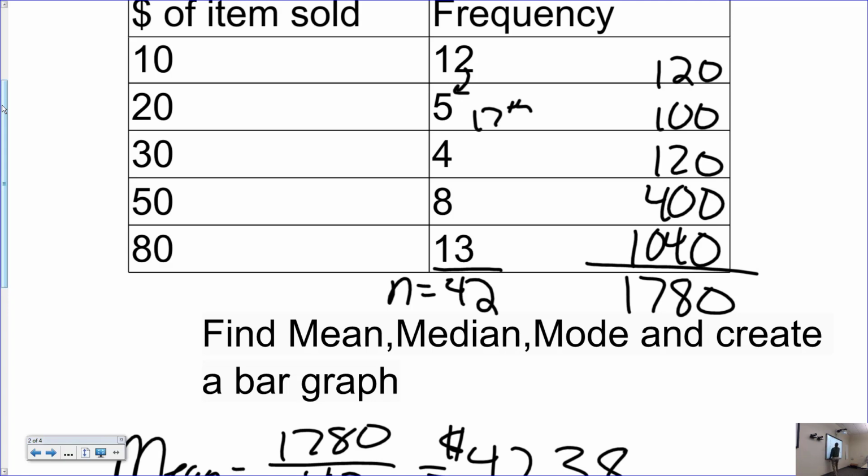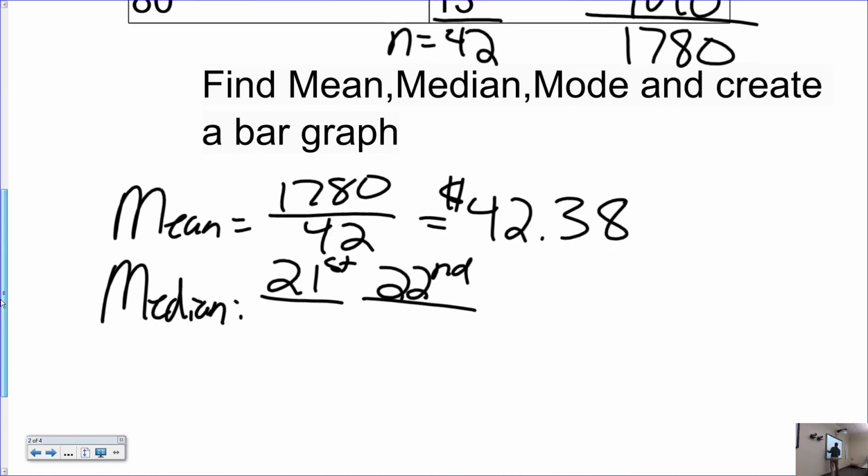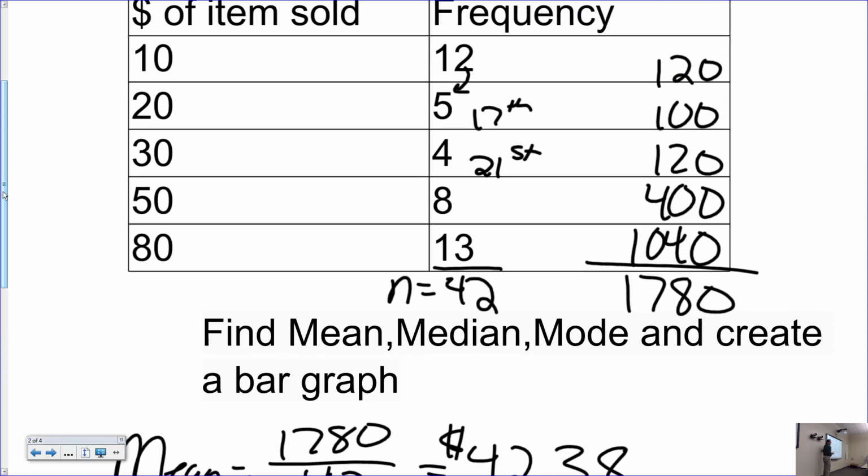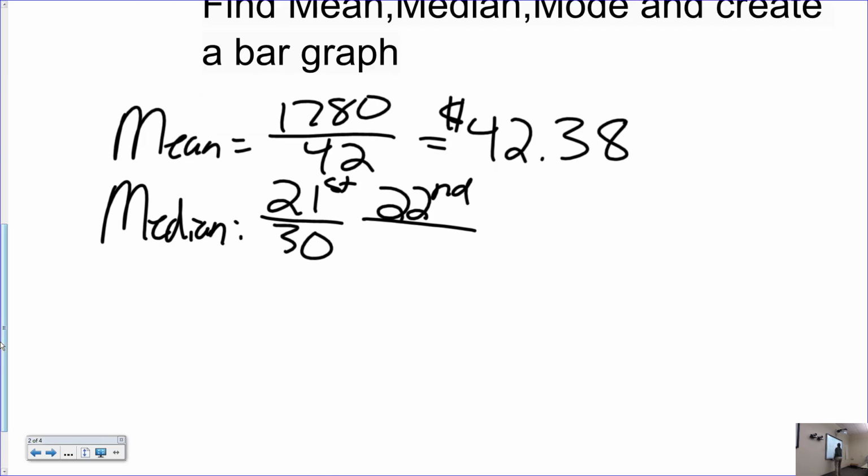So, 17 and 4. So the 21st number is your last 30, right? So therefore the 21st number is 30. What's the 22nd number then? 50. So what's the median if my 21st and 22nd number are 30 and 50? Alright.